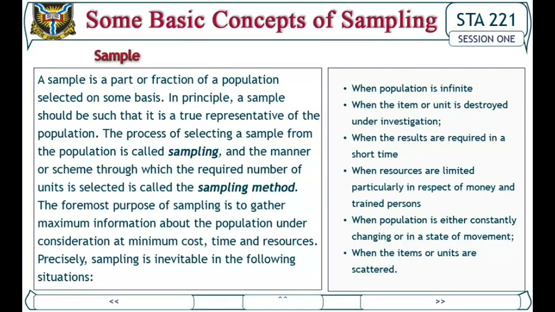3. Sample. A sample is a part or fraction of a population selected on some basis. In principle, a sample should be such that it is a true representative of the population. The process of selecting a sample from the population is called sampling, and the manner or scheme through which the required number of units is selected is called the sampling method.